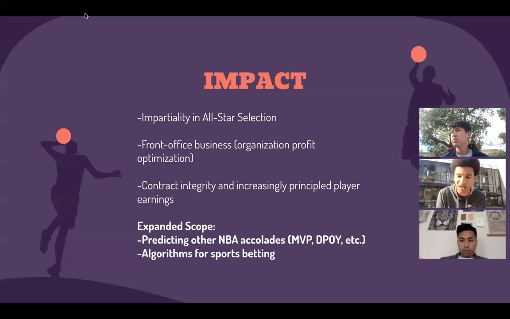Finally, we can expand the scope of this project to predict the contenders and winners of other NBA awards like MVP, Defensive Player of the Year, Most Improved, etc., using the same fundamental process we employed to track All-Star probabilities. Additionally, we can use our model to create algorithms for sports betting that predict if a team will hit the money line, if given players will achieve a certain stat floor during a game, and more. The possibilities are really endless and incredibly interesting to explore.